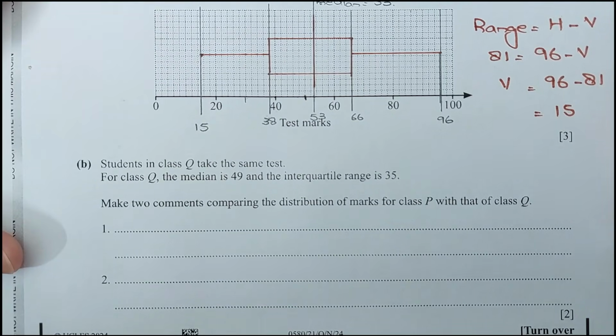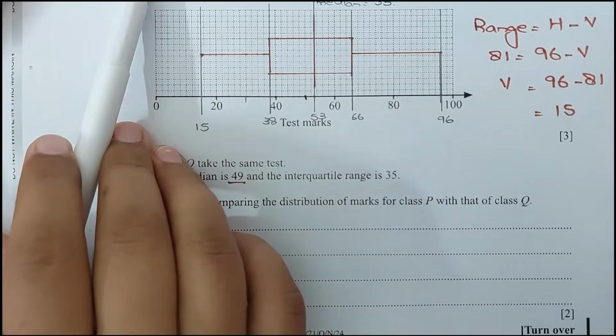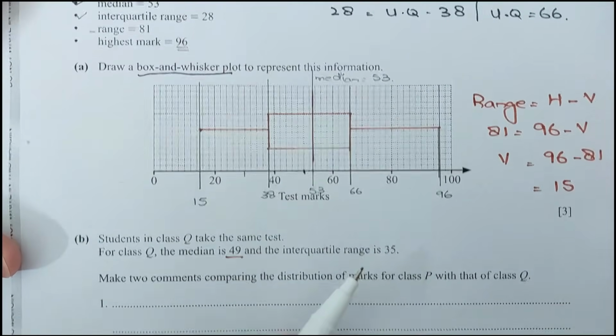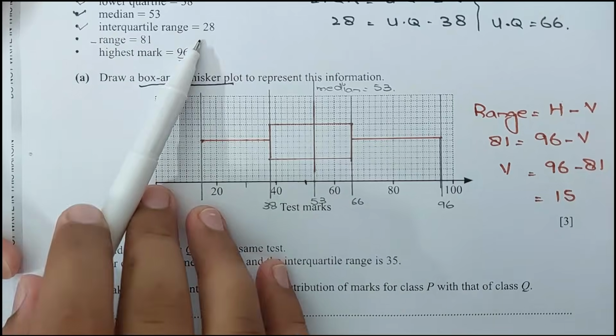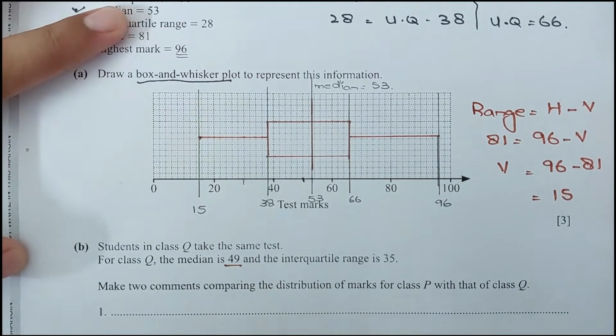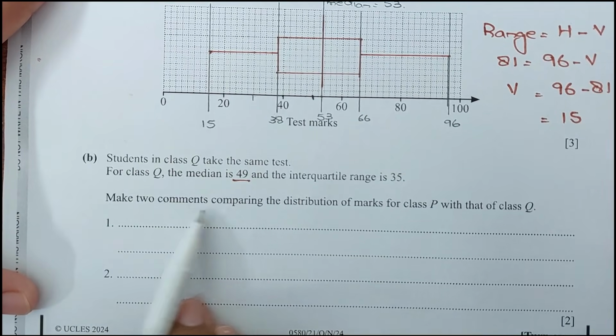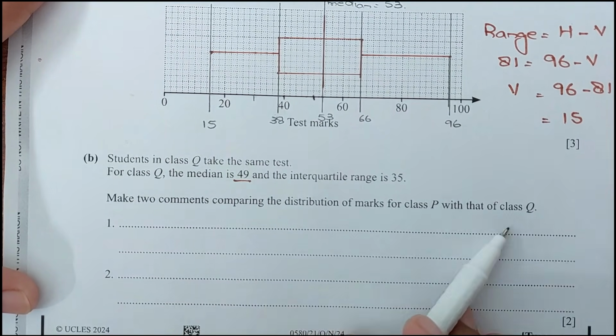Moving to part B, students in class Q take the same test. For class Q, the median is 49 and before the median was 53. The interquartile range is 35 and before it was 28. The median decreases and the interquartile range increases. Make two comments comparing the distribution of marks for class P and class Q.